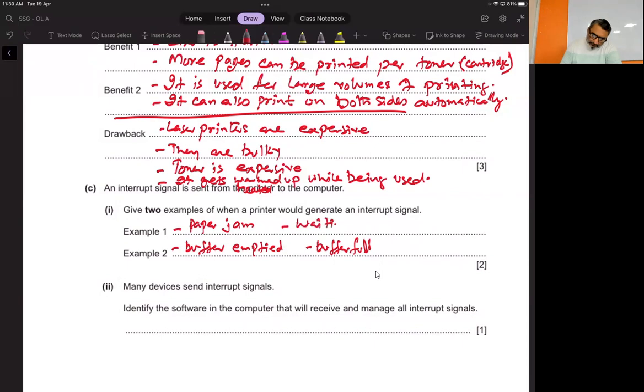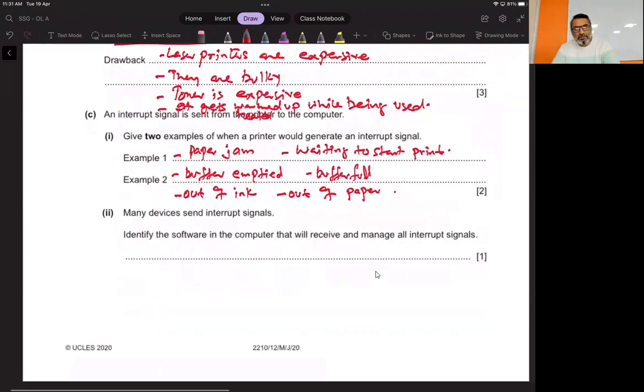Waiting to start print. Out of ink. Out of paper. That's it. All you had to do just to write two.